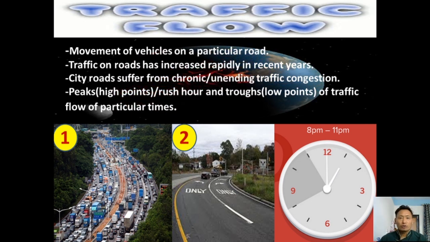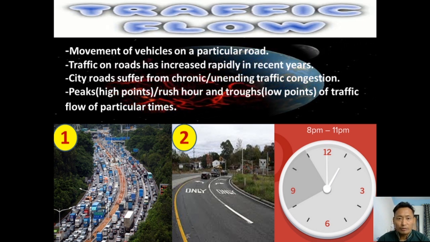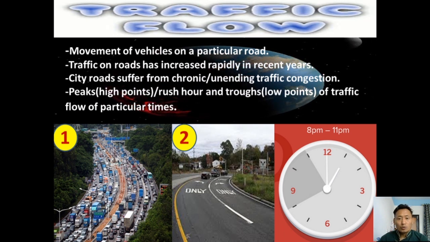Traffic on roads has increased rapidly in recent years. That means the number of vehicles on the road has increased in recent years, from the 1990s or 2000 onwards, in a very rapid manner. In the world the number of roads remains the same, but there is a huge increase in the number of vehicles on the road. So it ultimately leads to traffic problems in towns and cities of the world.